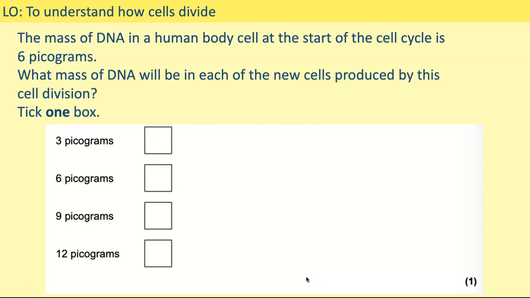For the next question, it's asking us about the mass of DNA in a human body cell. So at the start of the cell cycle, it's 6 picograms. It's asking us what it will be in the new cells that are produced. This is mitosis, so we know that the cells produced are going to be genetically identical to the original cell. So it will be the same mass, so the answer is 6 picograms.